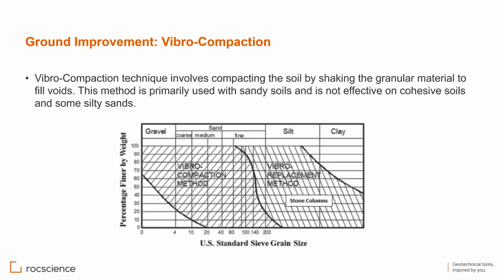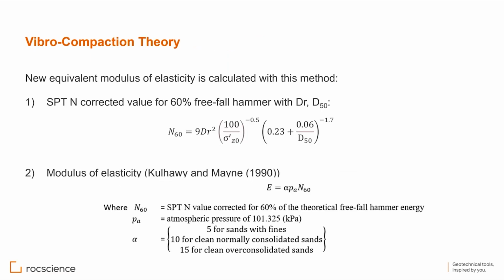Moving on to vibro-compaction. The vibro-compaction technique involves compacting the soil by shaking the granular materials to fill the voids. This method is primarily used with sandy soils and is not effective on cohesive soils and some silty sand. As you can see from this dialog, there are some regions where gravel to fine sand is preferred for the vibro-compaction method for ground improvement, and for fine silty to clay, we encourage users to use stone columns. So moving on to the vibro-compaction theory.